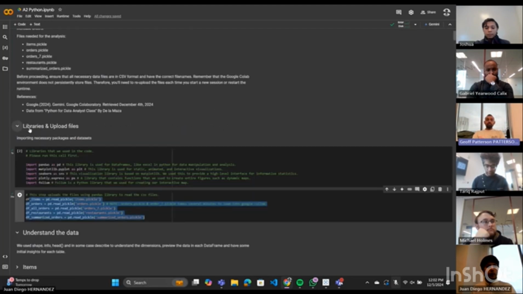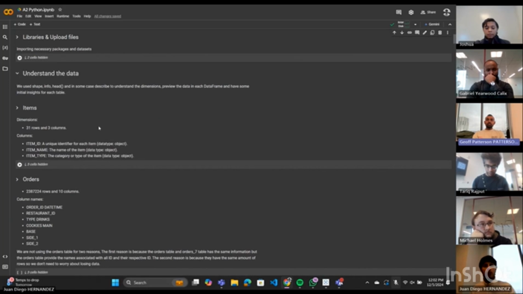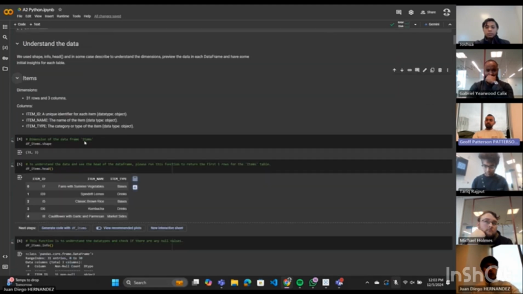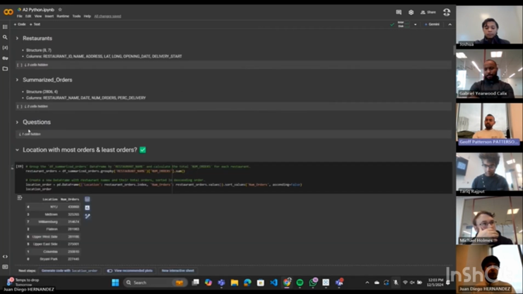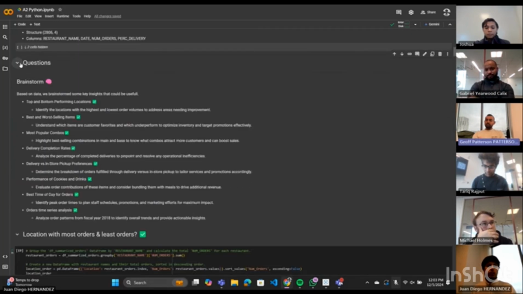Now, after reading the files, we understand the data. We use shape, info, and head, and in some cases describe, to understand the dimensions, review the data of each data frame, and have some initial insights. As we can see, we made the same process for each one of the files. Then we brainstorm some questions that we'll show later.